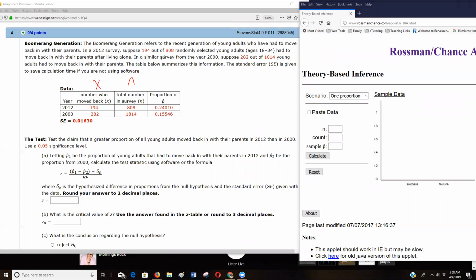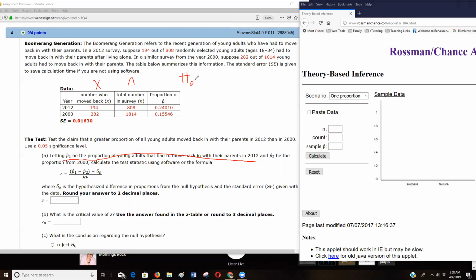And let's see, they want us to do population 1 as the people that moved back home in 2012. So this is 2 independent samples, and they're about proportions. So I'm going to run that 2-proportion z-test. But first off, I probably want to set up H0 and HA.